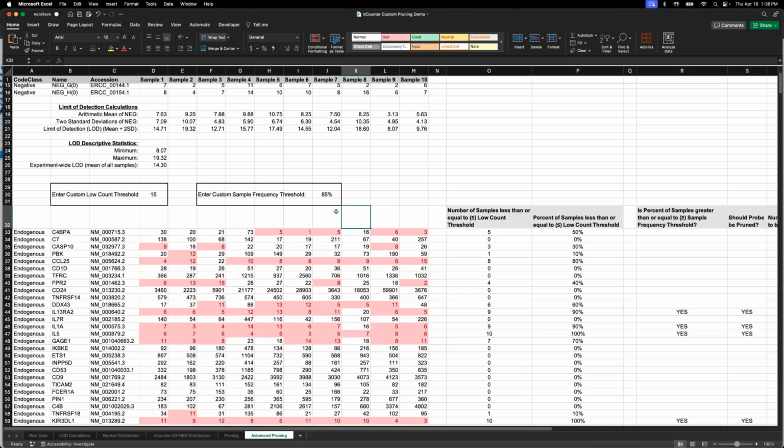Now the other component to this is frequency threshold. This is where it gets nice and customizable. This is where the power really comes in. And I'm going to move a couple of my windows here. One second.